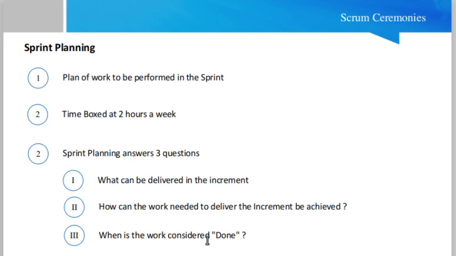So done, basically, this is very important: to define the definition of done. Done means when the work should be considered completed, or when the work can be delivered to the customer actually. This definition of done is a very important term in the Scrum framework, which should be defined properly during the sprint planning meeting for a particular task.